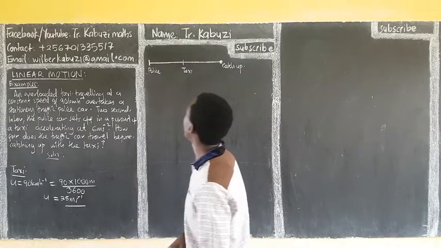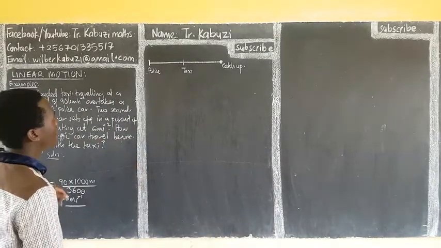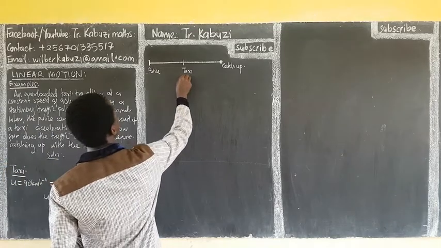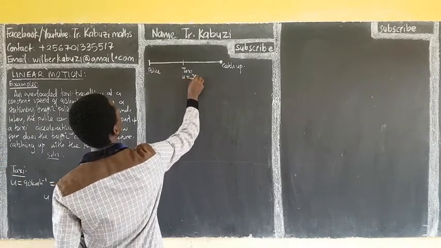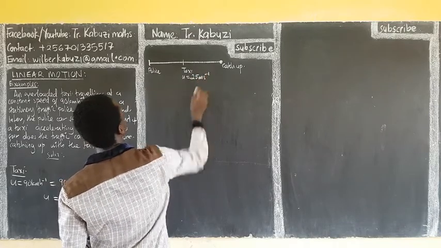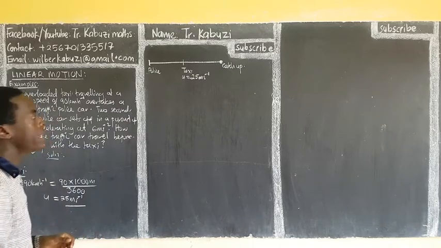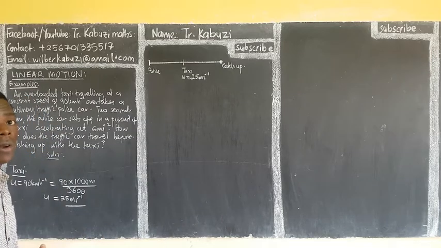So, we have now the police car and then the taxi. So we start one by one. The taxi has its initial velocity as 25 meters per second. A constant speed. Constant speed means that the acceleration is going to be zero.